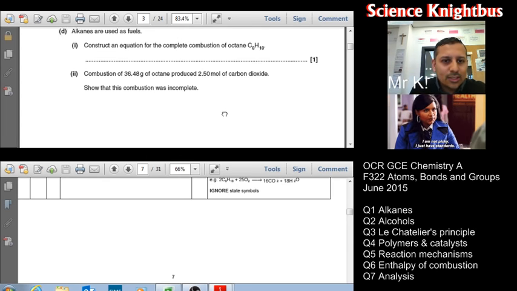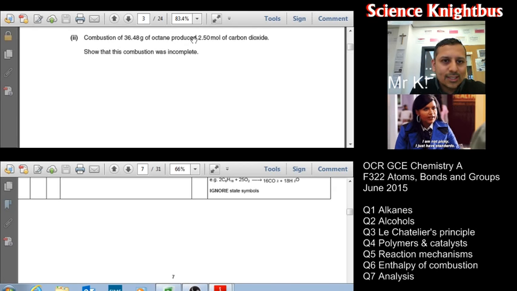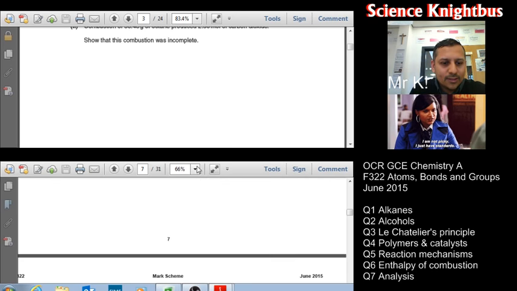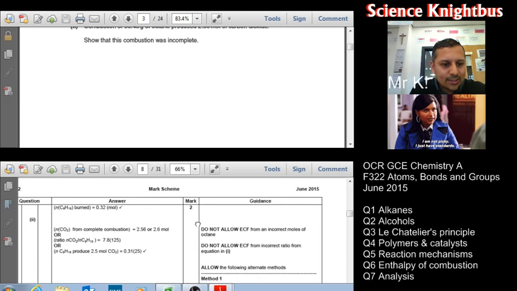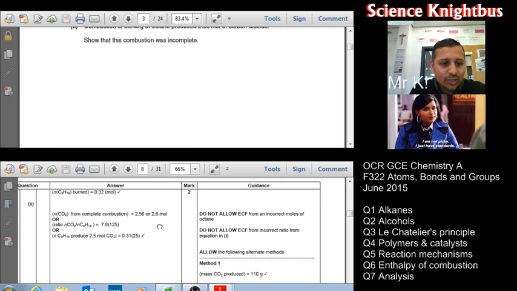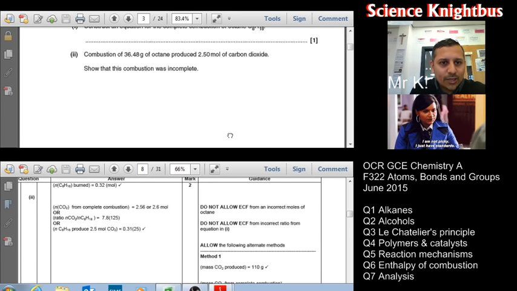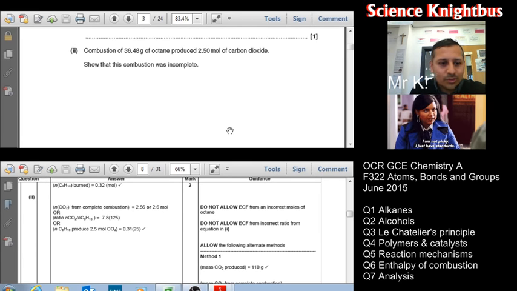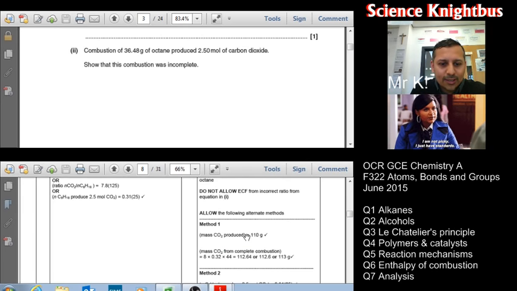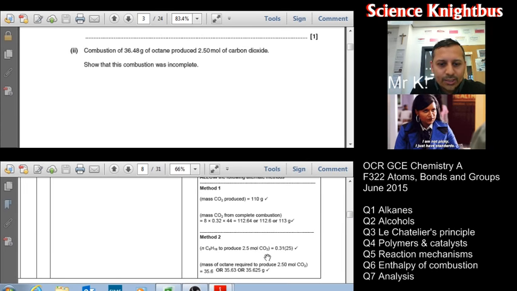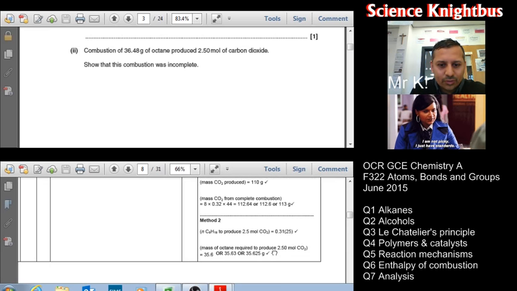Obviously, you don't need to go into that much depth with this one. It just says 2.5 moles of carbon dioxide, show the combustion was incomplete. So let's have a look at the answer. From the complete combustion, you would have predicted that 2.56 would be produced. 2.50 was produced. So there you go. Simple as. Calculations there, just for reference.